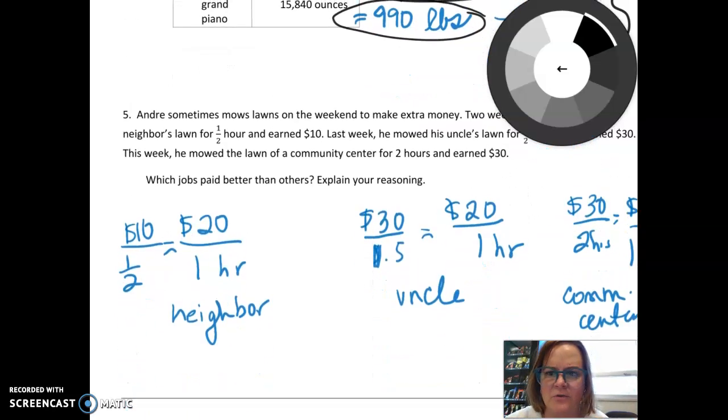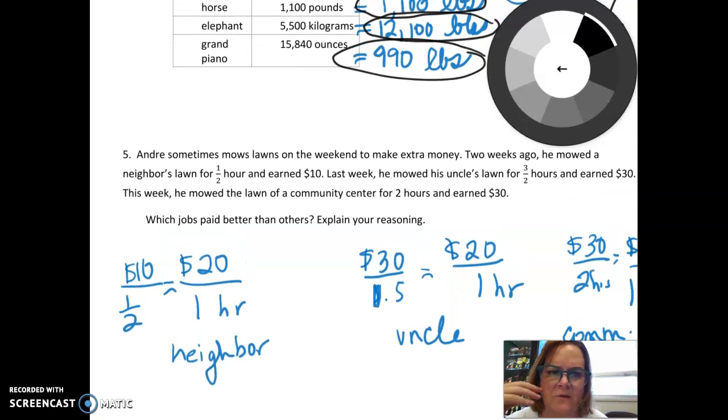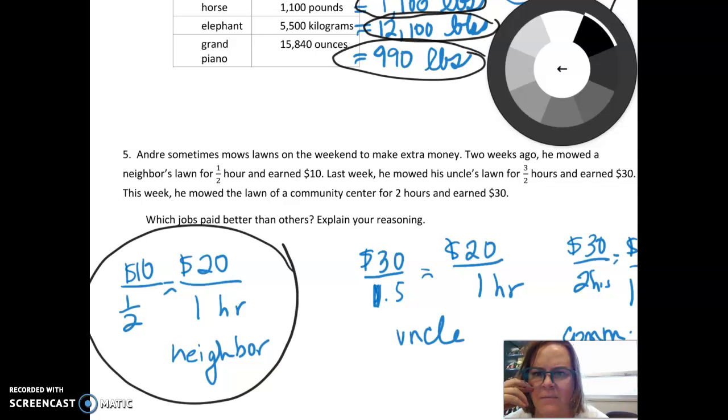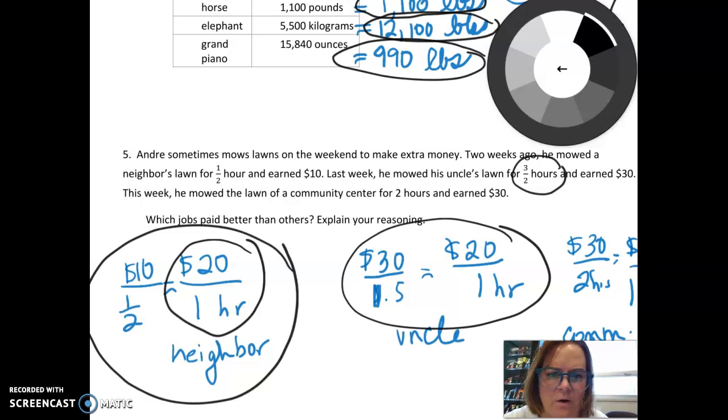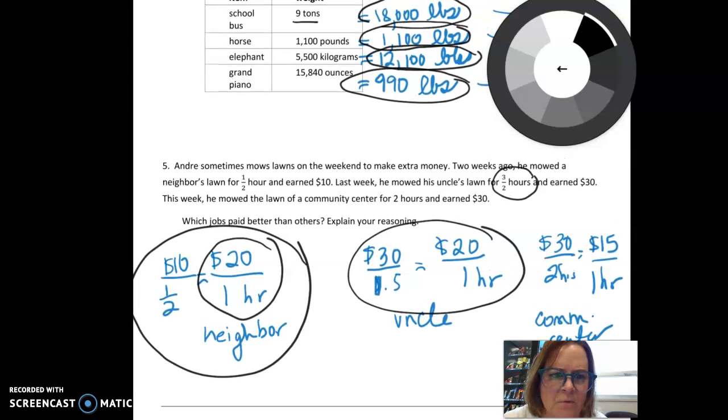And then the last one, Andre sometimes mows lawns on the weekends to make extra money. 2 weeks ago, he mowed a neighbor's yard for a half an hour, and he earned $10, which would be $20 per hour. Last week, he mowed his uncle's yard for an hour and a half. That's what 3 halves is, an hour and a half. And he earned $30. And so that would also be $20 an hour. And then this week, he mowed the lawn at the community center, and he mowed for 2 hours and got $30, which would be $15 an hour.